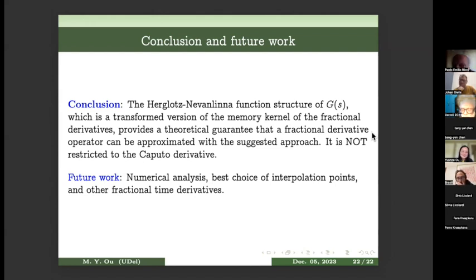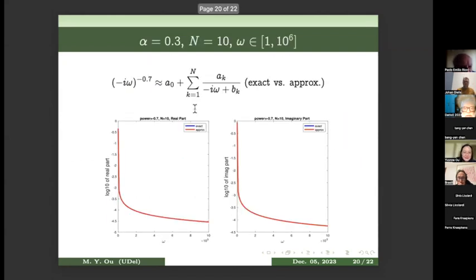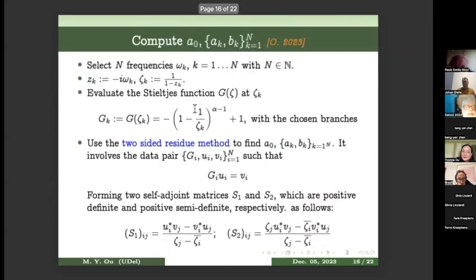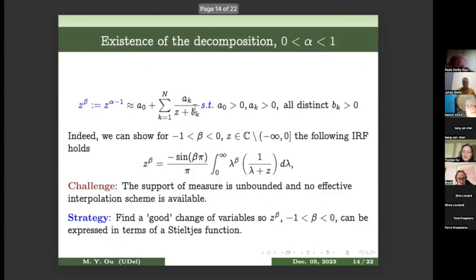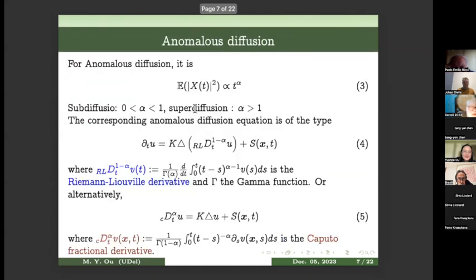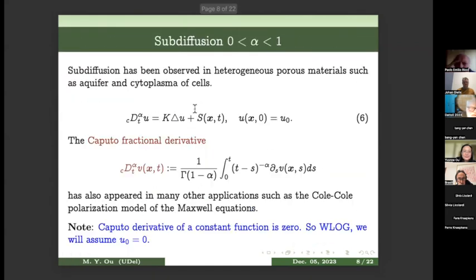I have a question. Yes. Could you go back to your equation? Okay. So the equation with the fractional derivative. The original equation. It's this one. Okay? Yes.